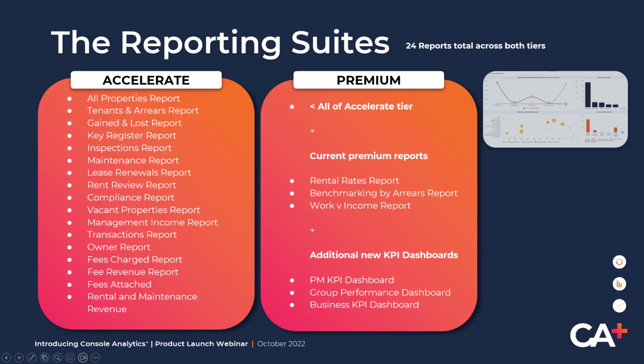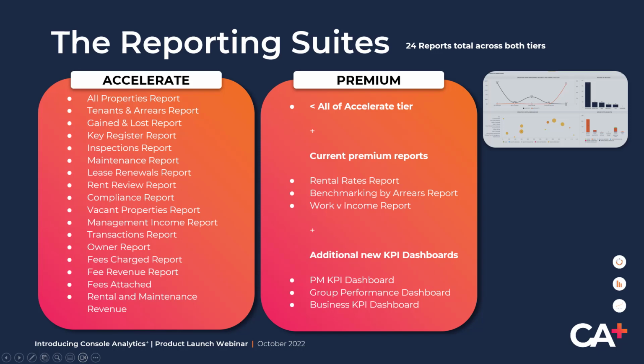Now, just to call out that there are a lot of reports. So there are 24 reports across both our Accelerate and our Premium tiers. Now, if you're at Accelerate, you get a lot of reports available to you. And then for those of you in Premium, we get our PM KPI dashboard and our business KPI dashboard as well, giving you all of that performance data and forecasting.